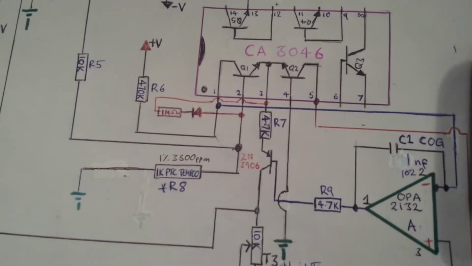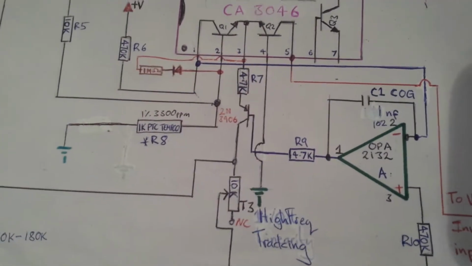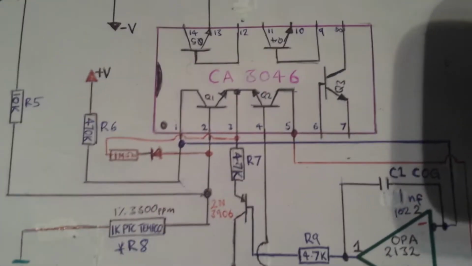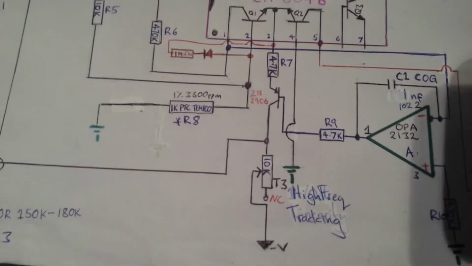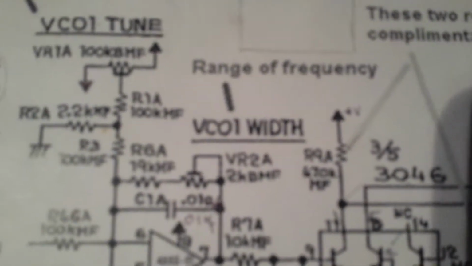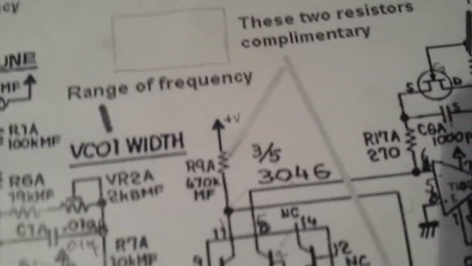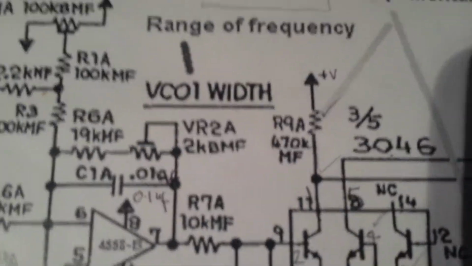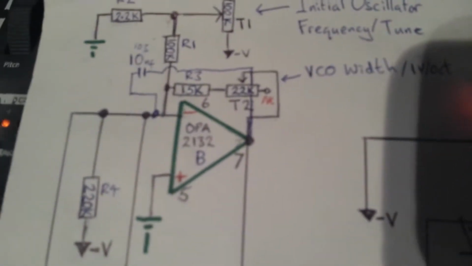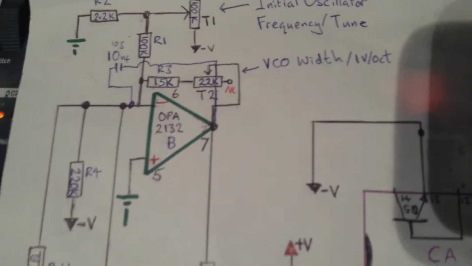All these small little things I've tried to tweak have helped give me pretty good tracking on here. For the high frequency tracking, the original schematic says use a 5K. Now I've changed that to 10K. And up here on the original schematic, it says 19K and 2K. I don't think you're going to get much width on these oscillators if you use those values. So I've changed them to 15K and used a 22K trimmer, which gives you far better range.